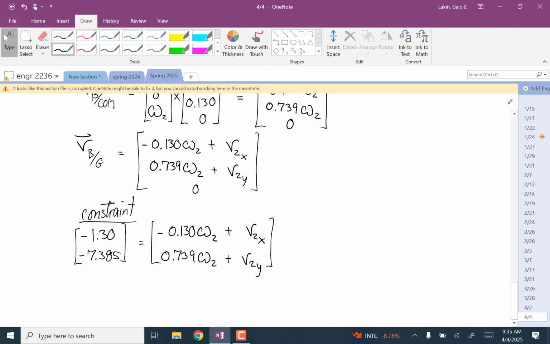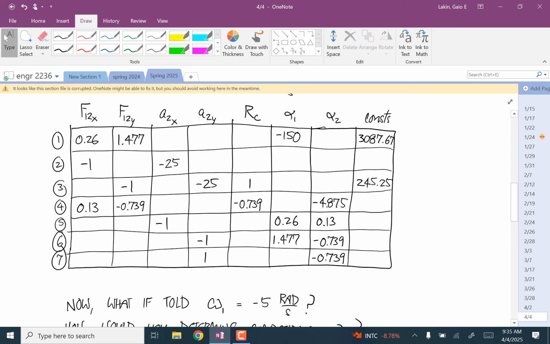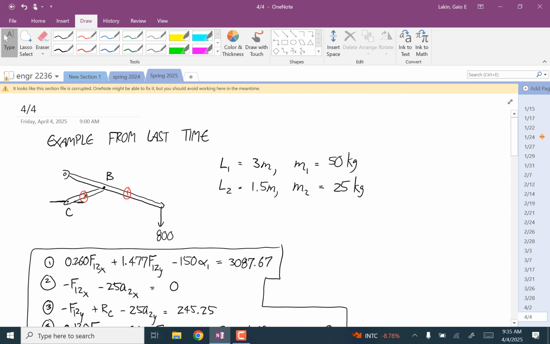But what we can do now is there's one more constraint that we know. There's one more velocity constraint that we know. We know that this point C cannot move up and down. So the y component of C is 0. Okay, so now we're going to go to the velocity constraint at C.